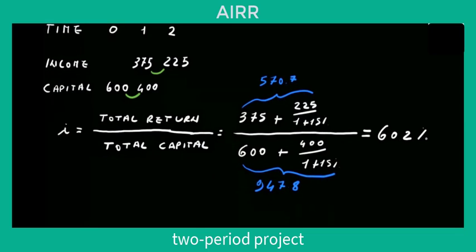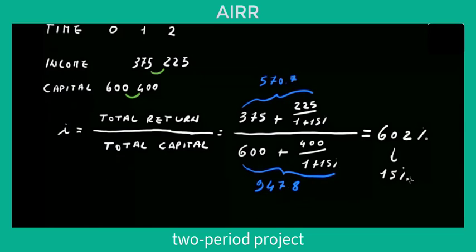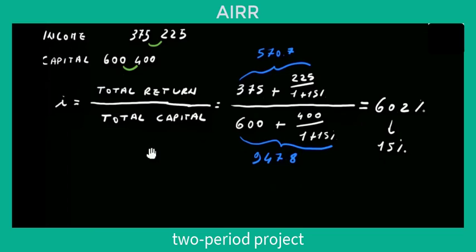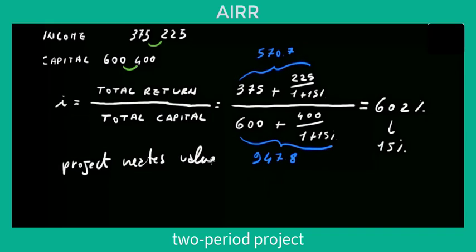This is greater than 15%. So comparing the project's rate of return and the cost of capital, we can say that the project creates value. So let us write that the project creates value, and therefore the project is worth undertaking.